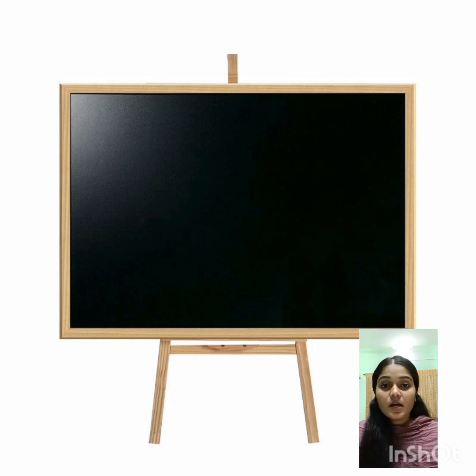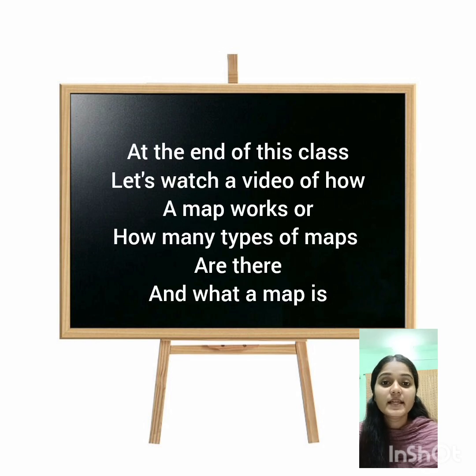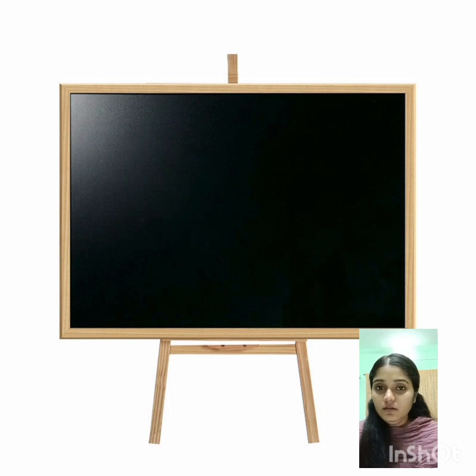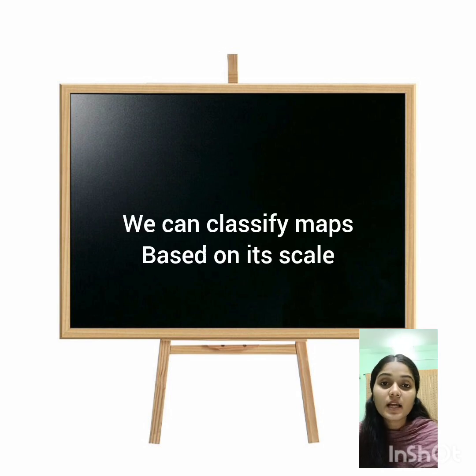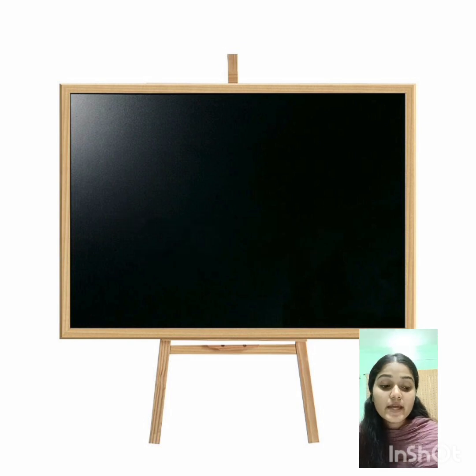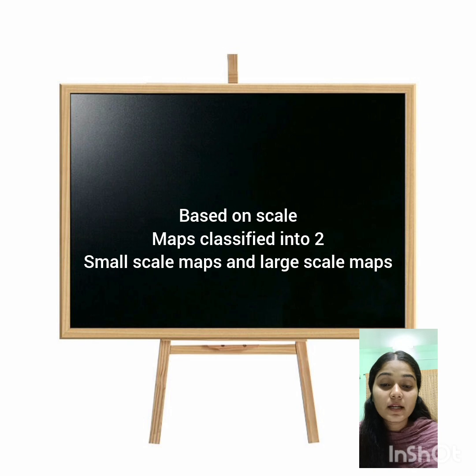Okay, so now let's watch a video. At the end of this class, let's watch a video of how a map works, or how many types of maps we have, and what a map is basically. After classifying maps based on function, now we can classify maps based on their scale. Based on scale, the maps can be classified into two: small scale maps and large scale maps.